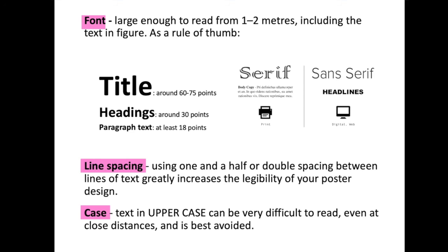Another way to add that white space on the screen is by thinking about line spacing. So think about having a 1.5 or double spacing between lines or paragraphs, which is a nice way to add blank space. And finally, try to avoid uppercase because this can be harder to read. So here you have a few tips that can help you design a better poster.